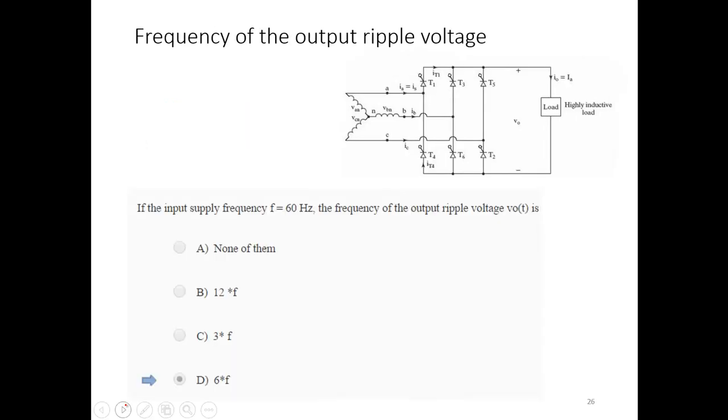Frequency of the output voltage in this particular case, there will be 6 pulses there. If you look at the output waveform of that, the figure 10.3, there are 6 pulses you expect within itself. The frequency of that will be 6 times that one.